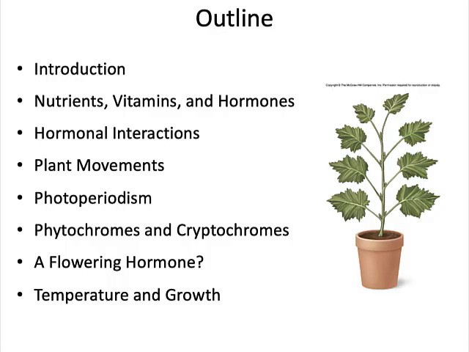Our outline for plant growth is as follows. We'll do a brief introduction, and then we'll talk about nutrients, vitamins, and hormones. We'll talk about hormonal interactions, and then we'll launch into plant movements. We'll talk about photoperiodism, and then we'll talk about phytochromes and cryptochromes and their role in plant growth. We'll discuss a hypothesis for a flowering hormone, and then finally we'll end this lecture with some information about temperature and growth.